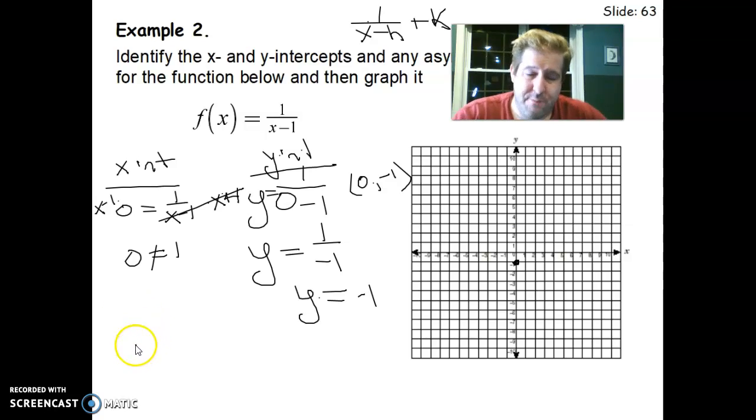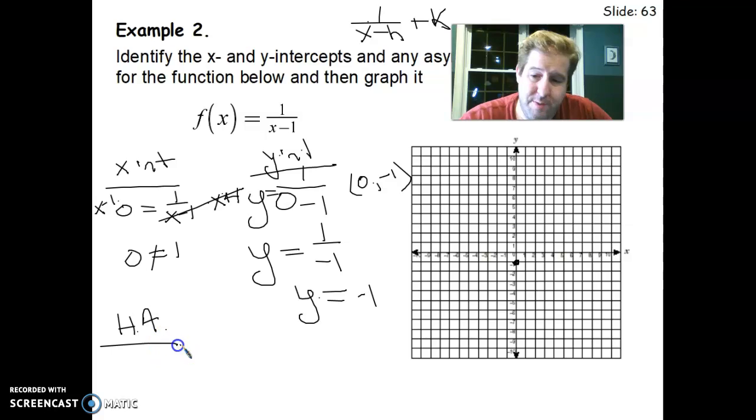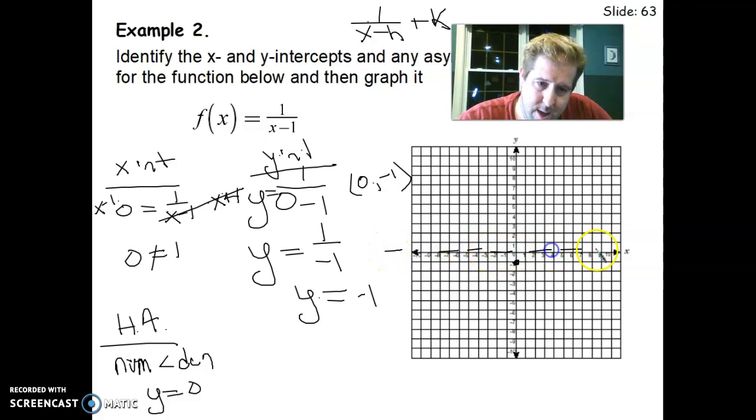All right, so now our vertical and horizontal asymptote. So horizontal asymptote, remember, we look at the degree, and we see a degree of 0 on top and a degree of 1 on bottom. This is another case where the numerator is less than the denominator. So therefore, it's going to be y equals 0. So we know it's going to be right here.